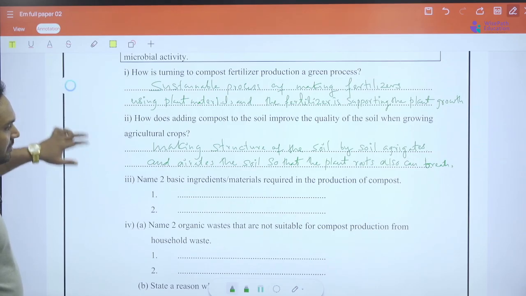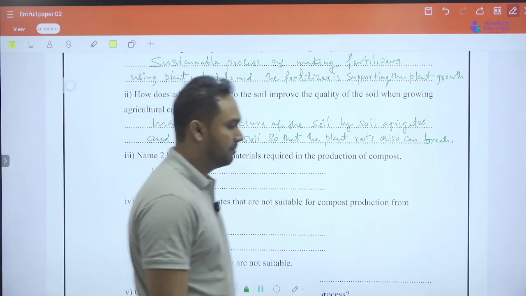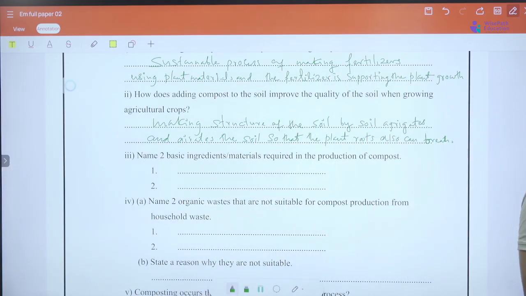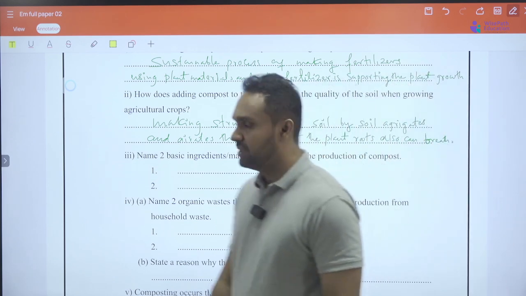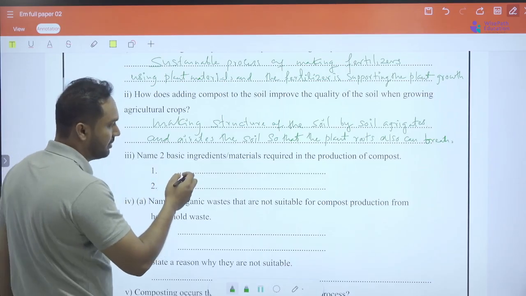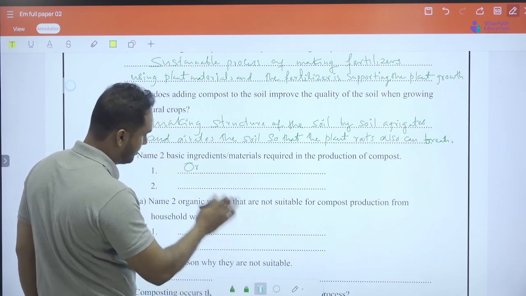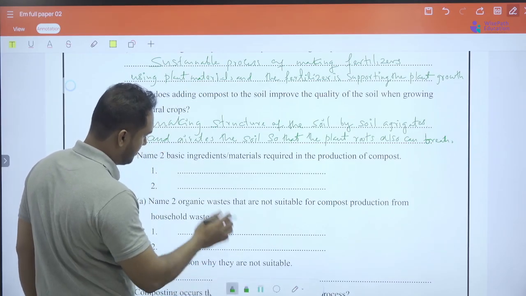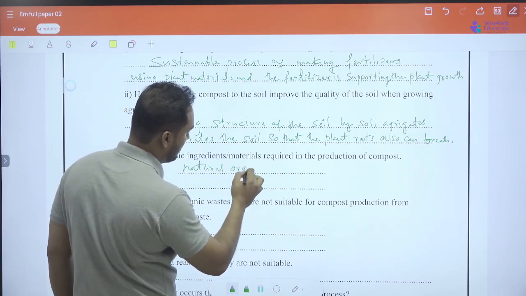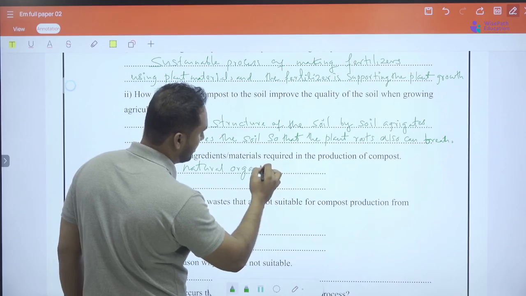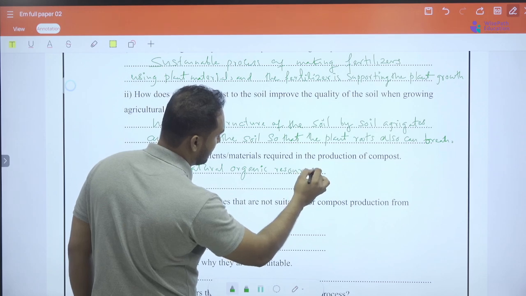Name two basic ingredients, materials required in the production of compost. Now, what are the main basic ingredients that should be there in organic production? Organic matter should be there, like the dead animal and plant tissues, basically the plant tissues. So the natural organic matter, or natural organic resources. What else?